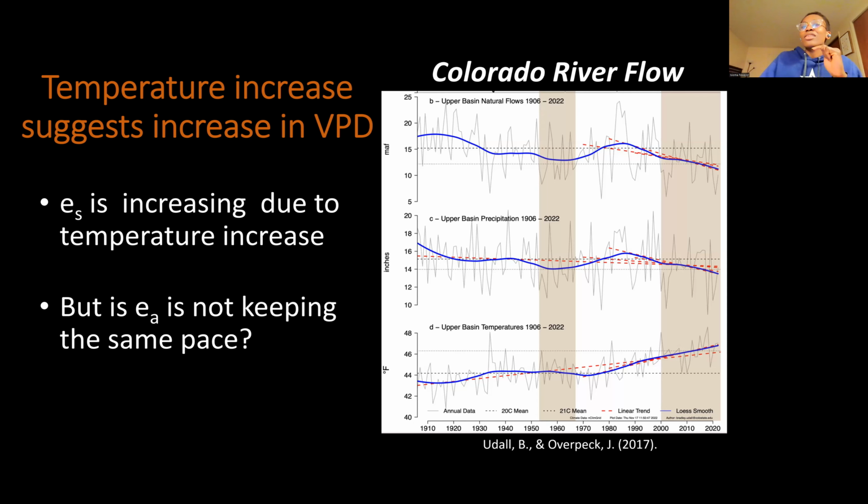So from here, we can see the flow from the first time series. The second one is the precipitation trend and then temperature trend time series from 1906 to 2022.